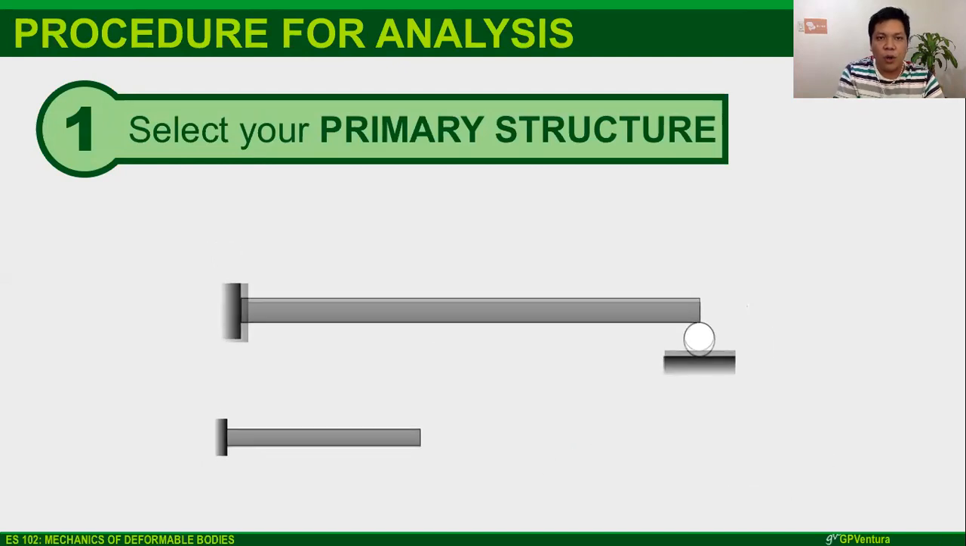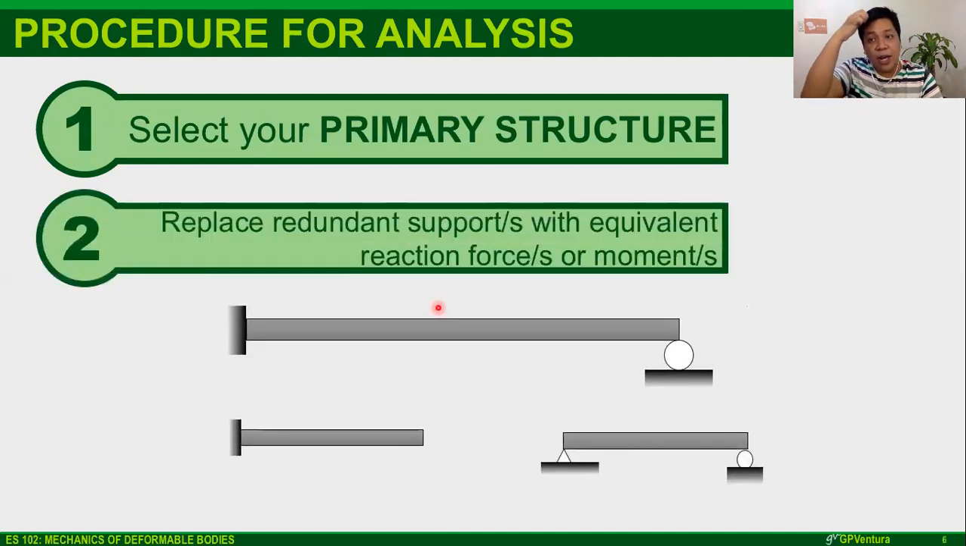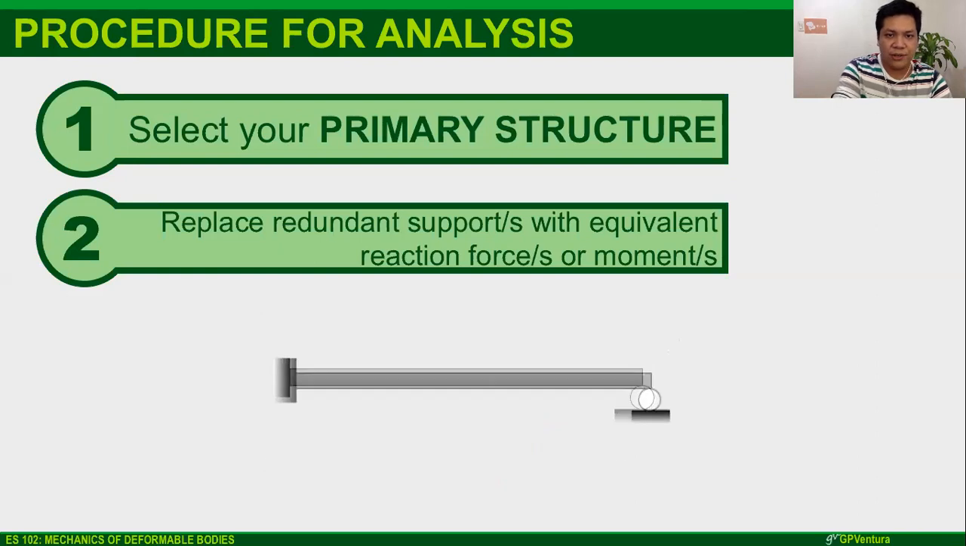But then again, remember that these two primary structures are still not the same as the original figure. Therefore, what I will do is replace the redundant reaction with an equivalent force or a moment. Meaning from this first figure over here, the primary structure, to go back to the original figure, I need a force reaction. That's the redundant. Similarly, for this second figure, for this simply supported beam to be the same as this original figure, there's actually a missing moment reaction. So these red arrows over here are what we call your redundant forces or redundant support reactions.